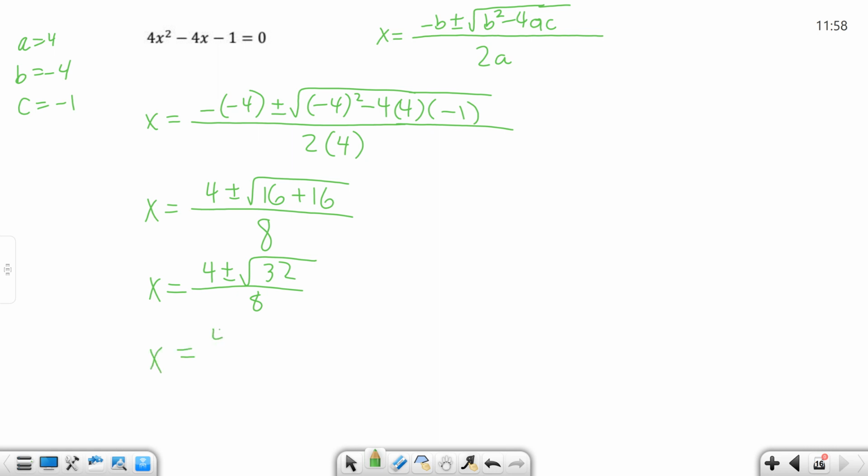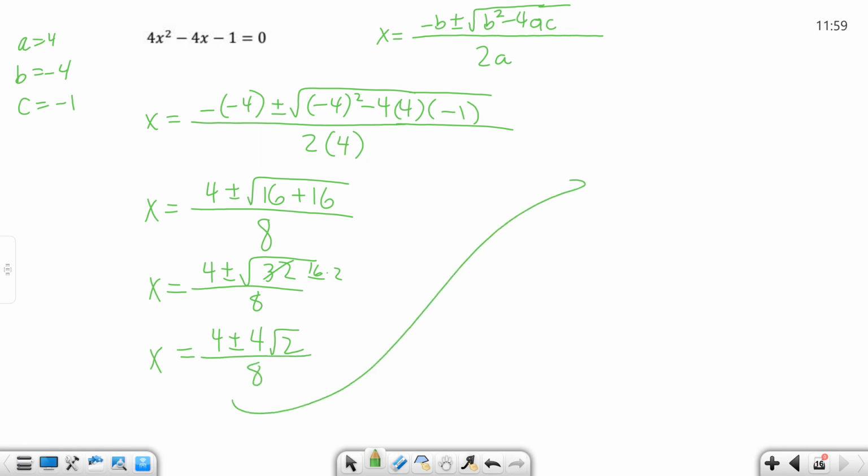And 32 is 16 times 2, right? What's the square root of 16? 4 in front of the radical, right? The 2 stays under the radical, and the 16 comes out front as 4, because the square root of 16 is 4. You applied the square root to the 16 to get the 4. You couldn't apply it to the 2, so you have to leave it under the radical, over 8.